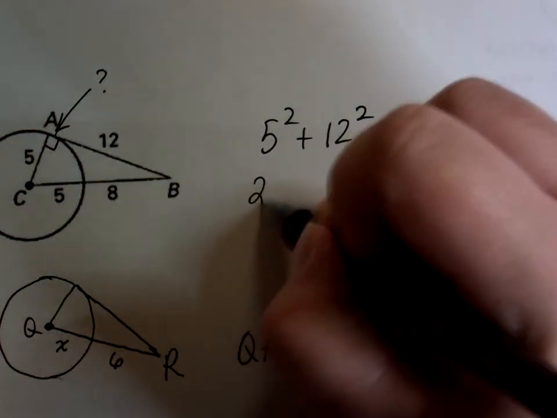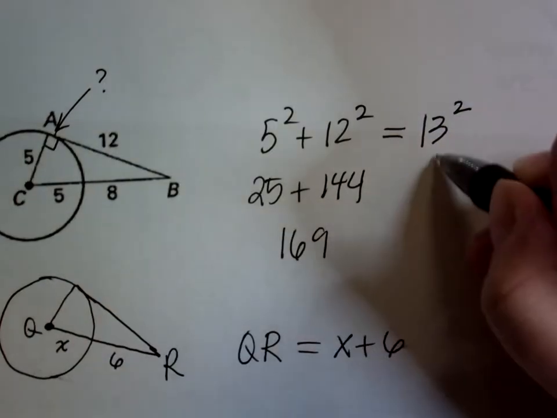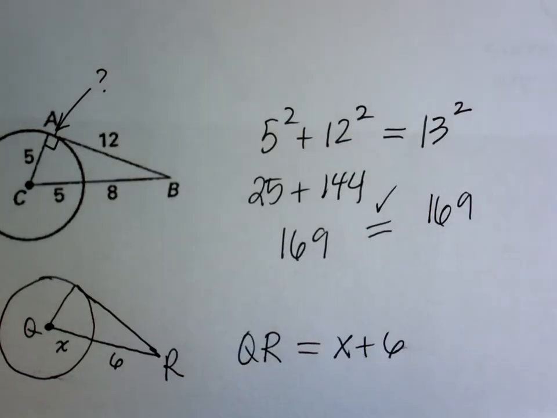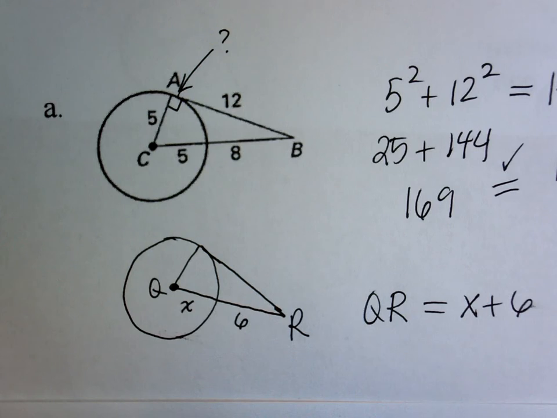Okay, so back up here, we have to decide whether or not this is true. So 25 plus 144, that's 169. Is 13 squared 169? Yes. So yes, that means that is a right triangle, and yes, that means that AB is a tangent.